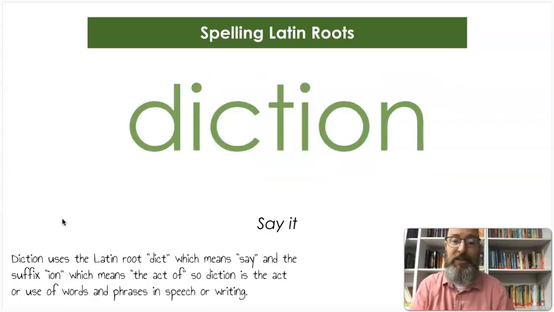Our next word is diction. Say diction. Diction uses the Latin root dict, which means say, and the suffix ion, which means the act of. So diction is the act or use of words and phrases in speech and writing.